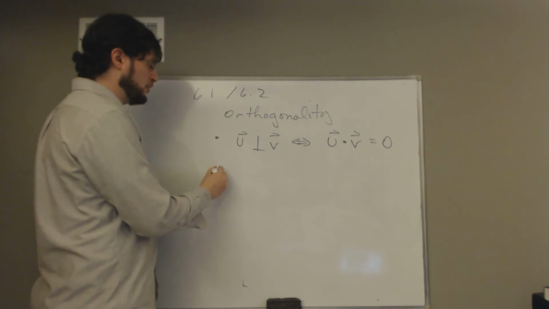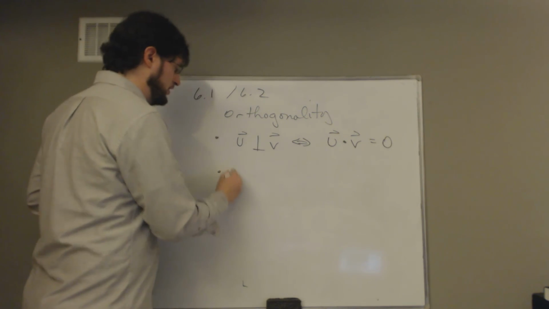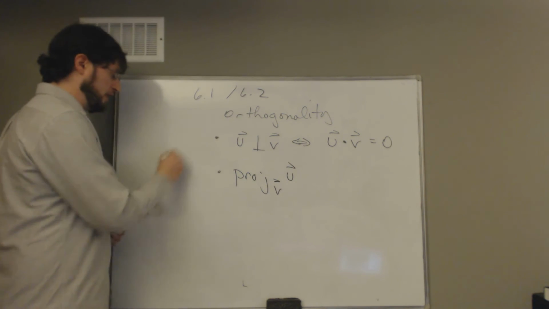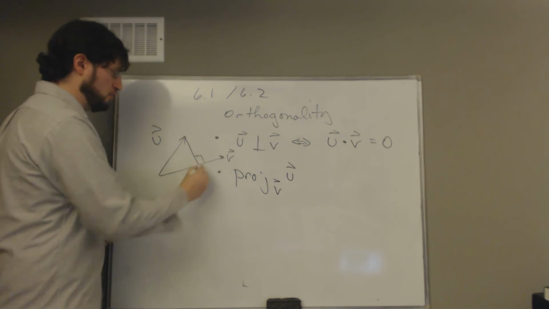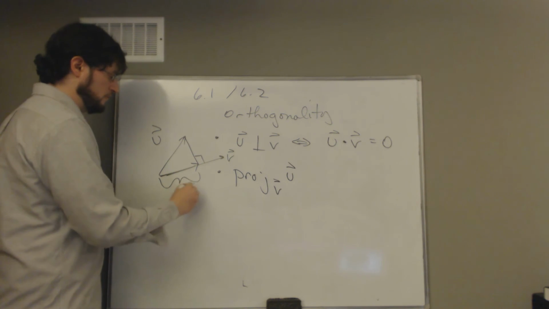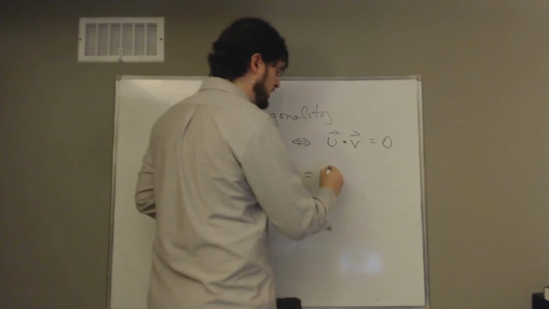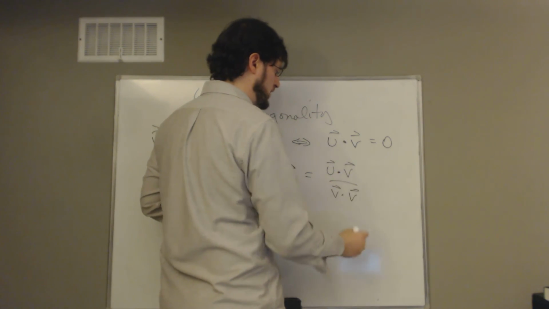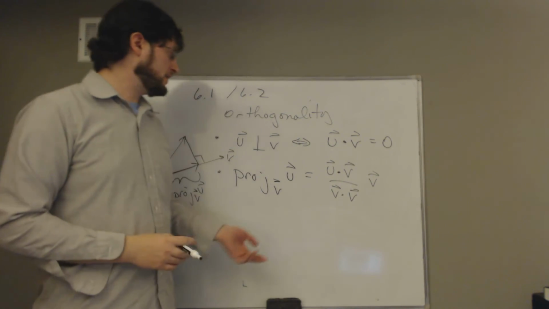Also remember we had this notion of an orthogonal projection of u onto v. If I wanted to project u onto the vector v, it's something like this picture. Here's u, here's v. The projection of u onto v is this vector right here. And we had a formula for that. The projection of u onto v is u dot v divided by v dot v, all multiplied by the vector v. So those are some things from the past that we'll be using today.